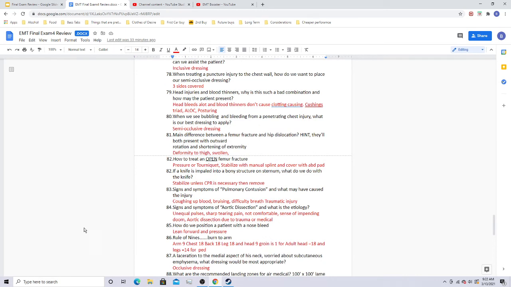Signs and symptoms of pulmonary contusion. What type of injuries are these caused by? Coughing of blood, bruising, difficulty breathing, normally associated with traumatic injuries. It's contusion. That goes under DCAP BTLS. Contusions are the second one in your DCAP BTLS, and that's generally trauma related.